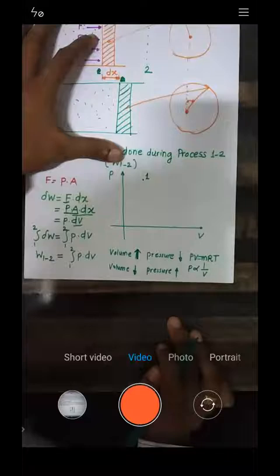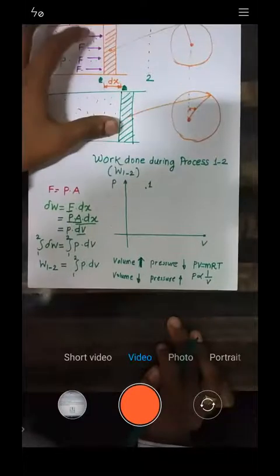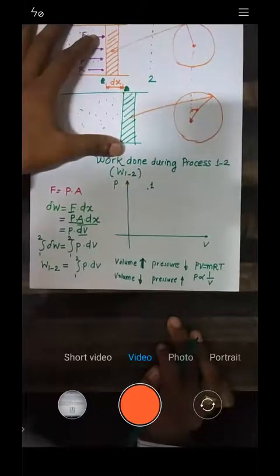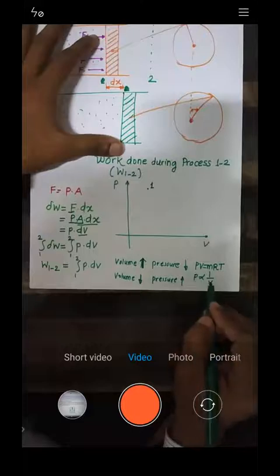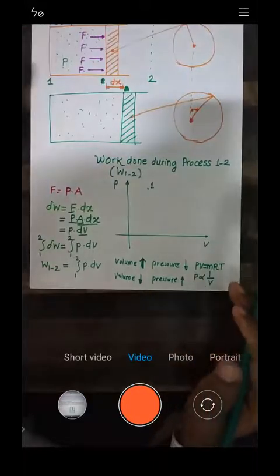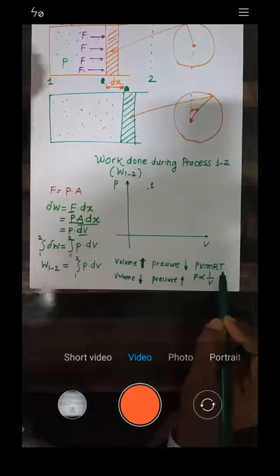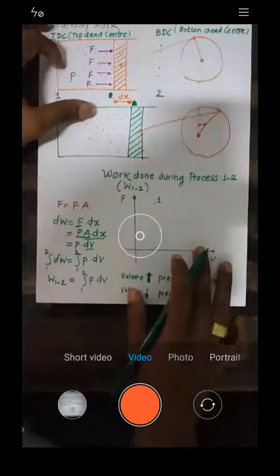Yes, sir. P and V are inversely proportional. So when pressure increases, volume decreases. When volume decreases, pressure increases. So from here it has come. If you need to see it actually, just see here.